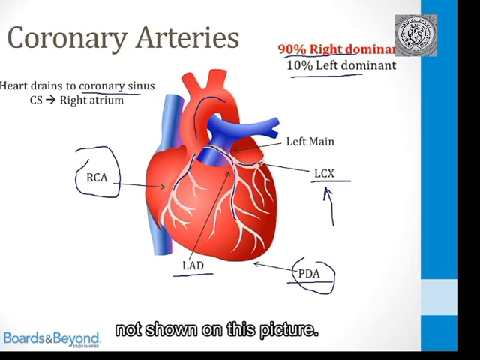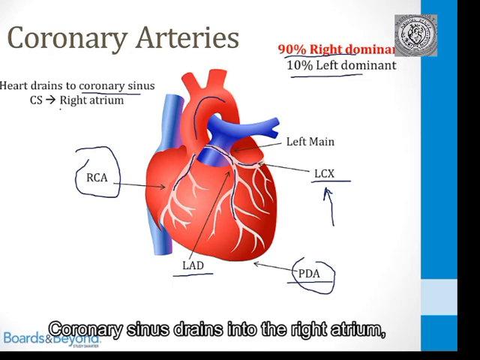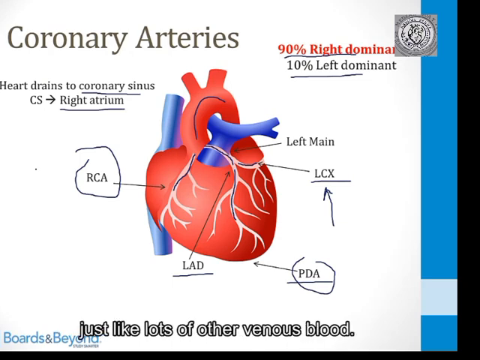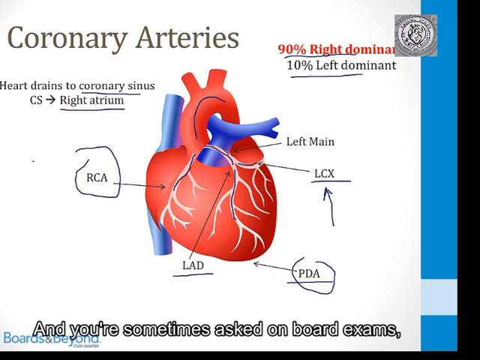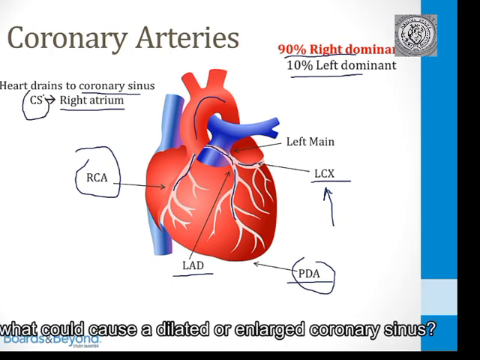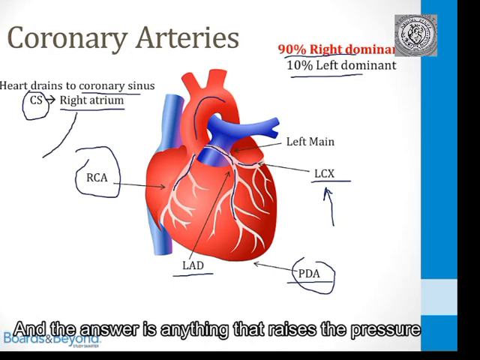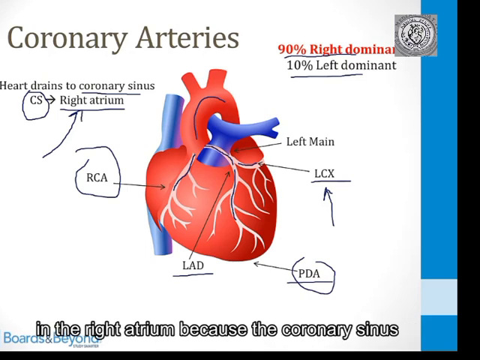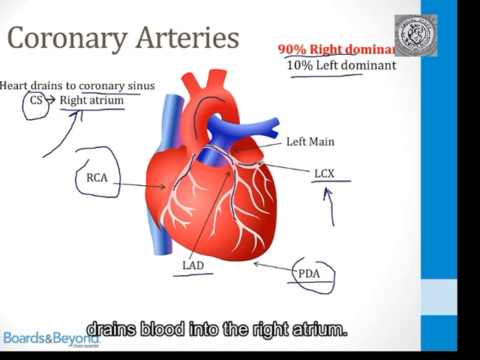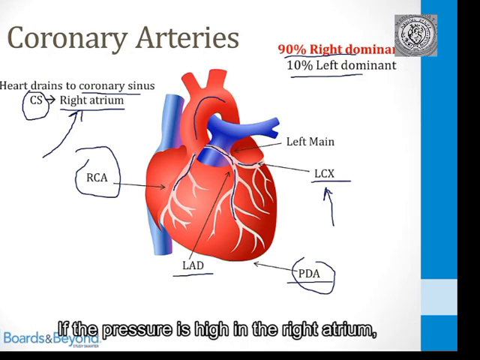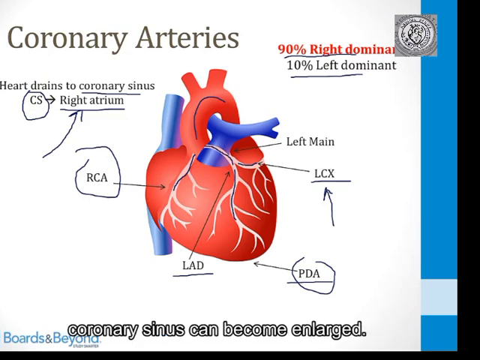Venous blood that drains away from the myocardium goes into a structure called the coronary sinus, not shown on this picture. The coronary sinus drains into the right atrium, just like lots of other venous blood, and you're sometimes asked on board exams what could cause a dilated or enlarged coronary sinus, and the answer is anything that raises the pressure in the right atrium, because the coronary sinus drains blood into the right atrium. If the pressure is high in the right atrium, the coronary sinus can become enlarged.